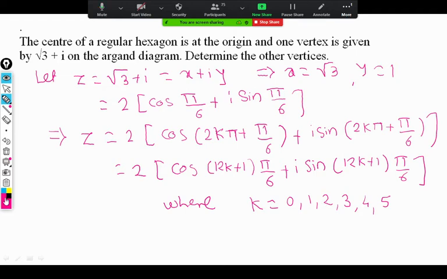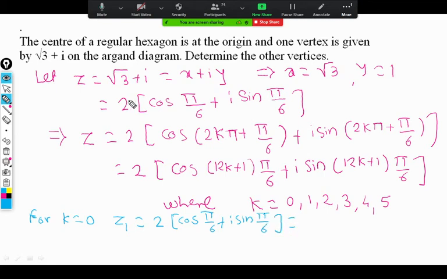Sir, among the six values of k, one is given, no? Yes, one is given, but that will come back again. You will check, you will get the same root there. So for k equal to 0, we get z1, the first root or first vertex. This is the first vertex of that regular hexagon. If you replace k by 0 here, what will be left here? 2 times, I will write in detail, otherwise you will be confused. So k is 0, cos pi by 6 plus i sine pi by 6.